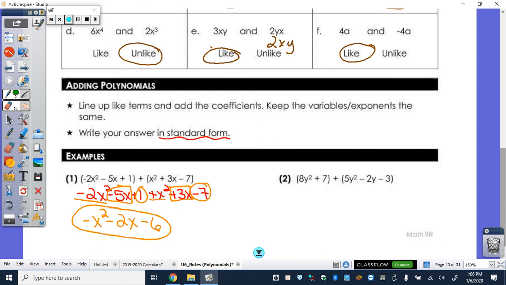So now on this next one, I'm just going to show you a different way you could add them together. Again, some people like to line up their like terms. So there's my first polynomial, 8y squared plus 7. My second one, I'm going to put my 5y squared underneath my 8y squared. Now that's a plus 7, so I'm going to put my minus 2y over here, because I don't want to put minus 2y underneath the 7. They're not like terms. I can't add them together.